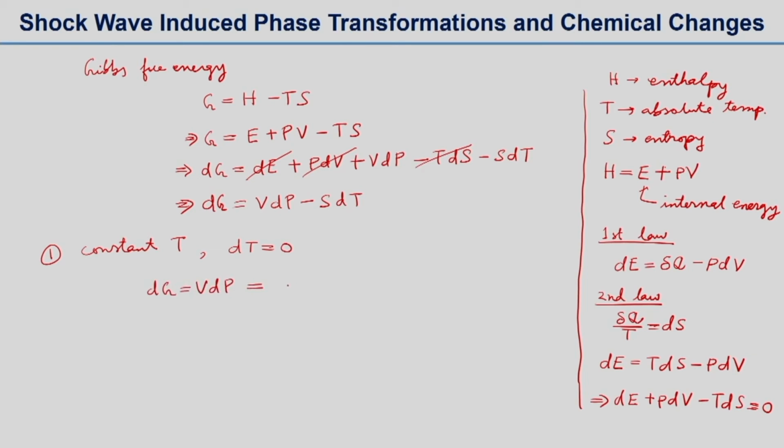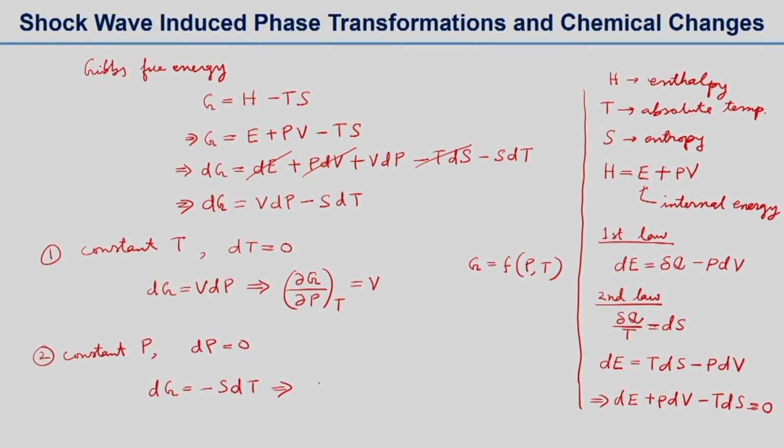V is the volume and P is the pressure, as all of you know. Sorry, this will be a partial derivative. Generally we assume G as a function of P and T, so the partial of G with respect to P at constant temperature is equal to V. In the second case, we have constant pressure, which means dP is equal to 0. That means dG is equal to minus S dT, which can be written as the partial of G with respect to T at constant pressure equal to minus S.